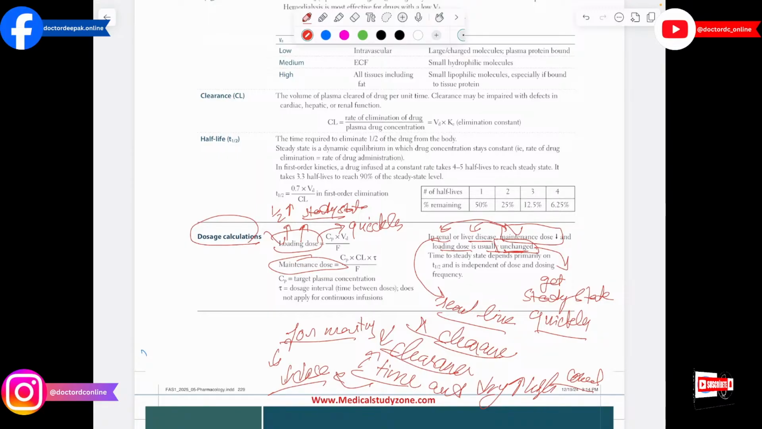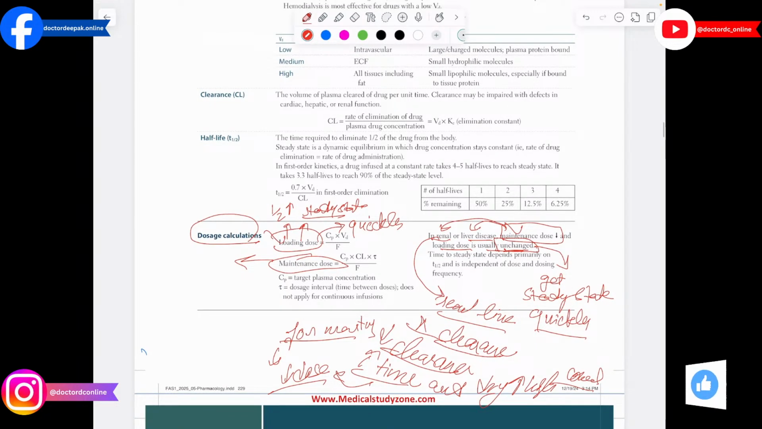And secondly, how do we calculate the maintenance dose? Actually, the maintenance dose is a dose rate equal to the elimination rate.